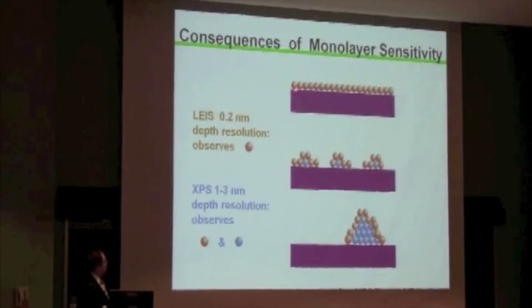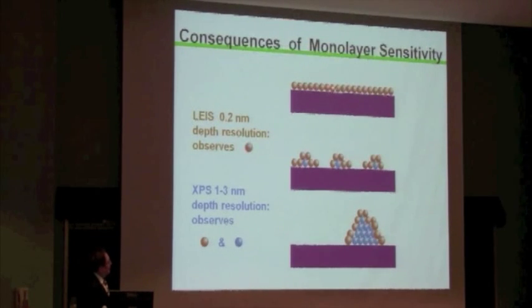Here are two situations. We can have one component right on the surface as a monolayer. If you do ion scattering, you'll only see these atoms here; you will not see whatever the substrate is. If you do XPS, you'll see both, and you won't know if this is on the first layer, the second layer, or the 10th layer. You'll still see both components.